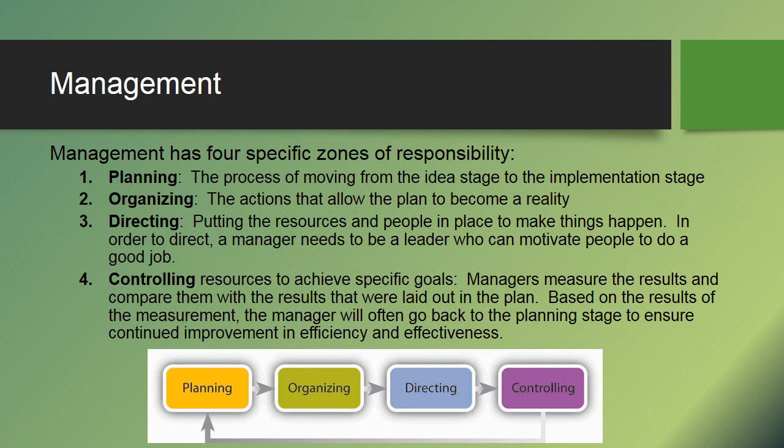Number three, directing. This is putting the resources and people in place to make things happen. In order to direct, a manager needs to be a leader who can motivate people to do a good job. So it's not enough to just tell people what to do. You have to motivate them.